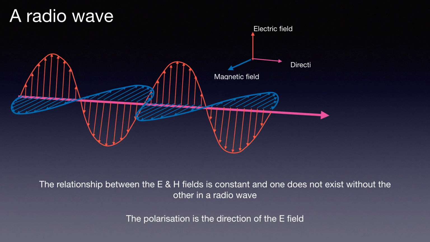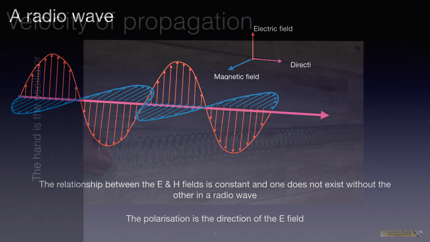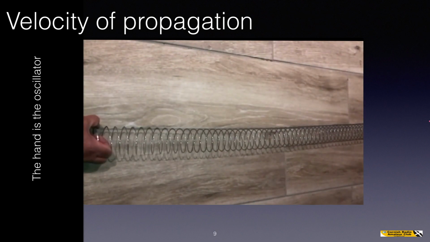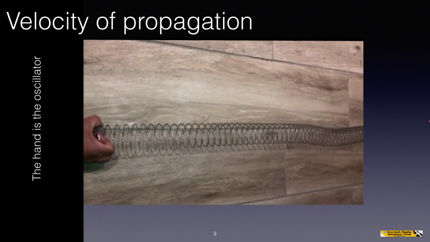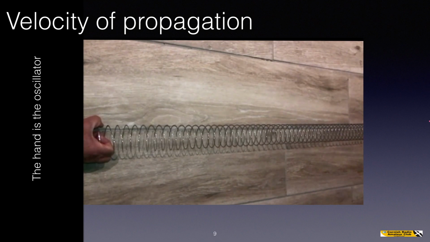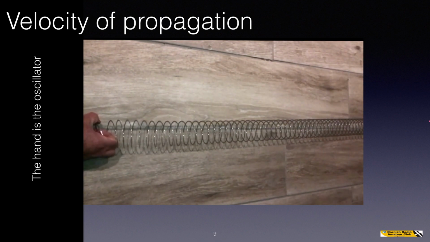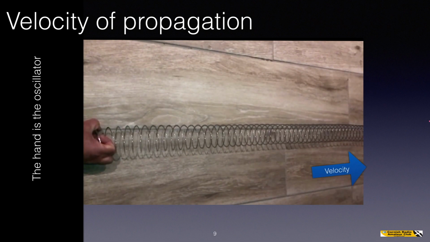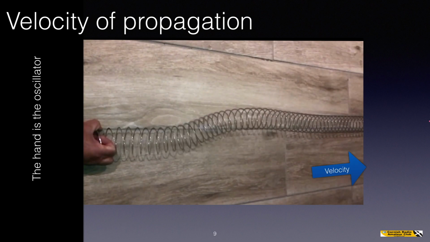Now let's have a look at some waves, but because we can't visualize radio waves directly, let's have a look at the Slinky toy. Right, here we have a Slinky toy, and the hand, if you like, is the oscillator. And we're sending a single wave down through the Slinky toy. And let's have a look at that in slow motion. There goes the wave, and that is the velocity of the wave in its direction of propagation.